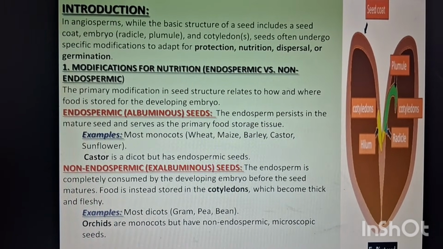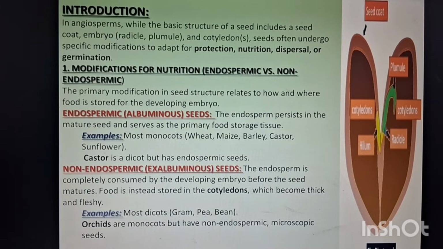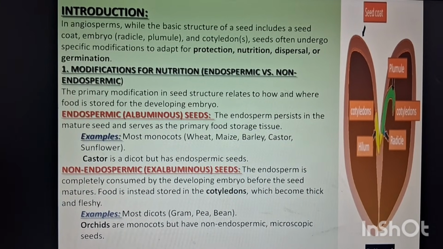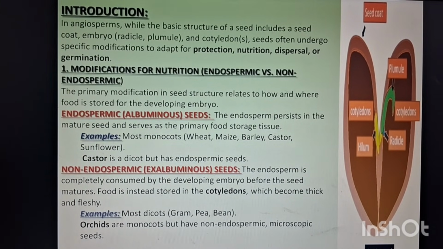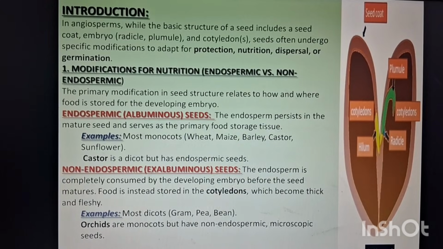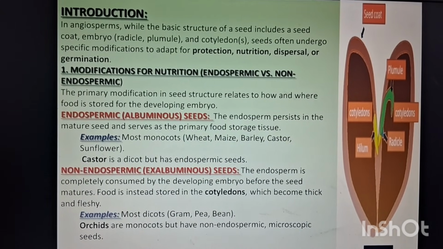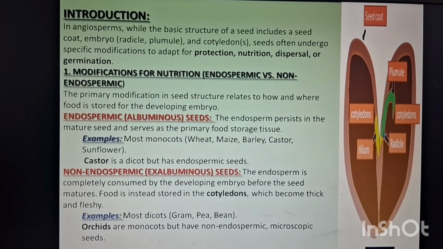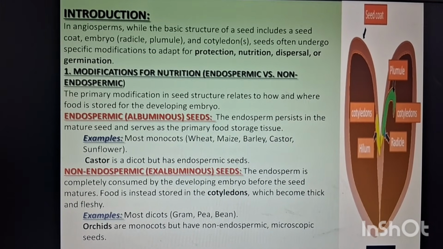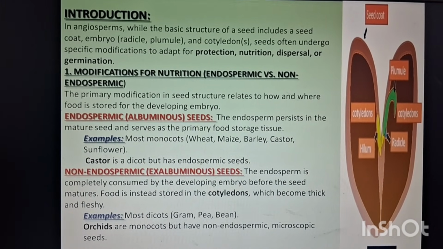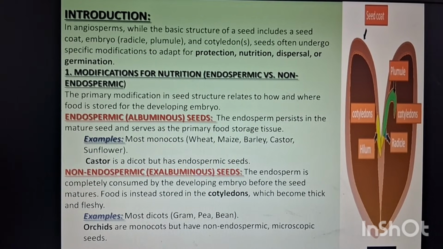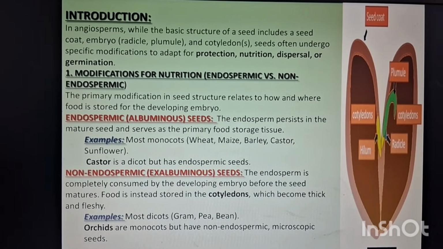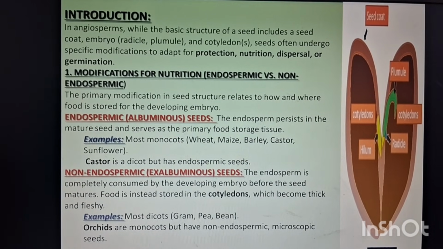Next, non-endospermic or exalbuminous seeds. The endosperm is completely consumed by the developing embryo before the seed matures. Food is instead stored in cotyledons, which become thick and fleshy. Example, most dicots, that is gram, peas, beans, etc. Orchids are monocots but have non-endospermic microscopic seeds.